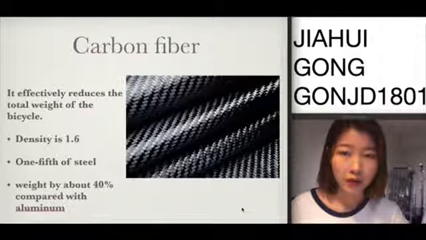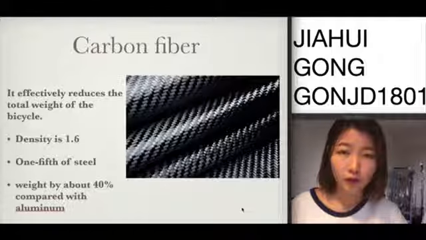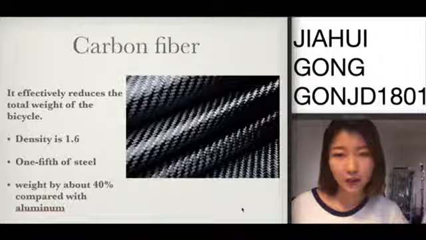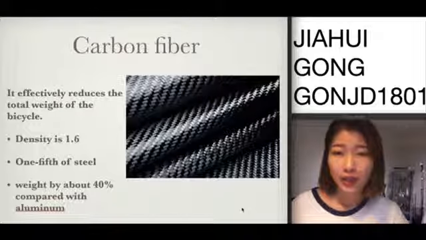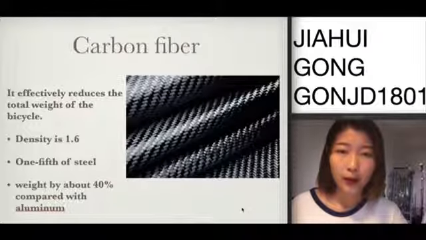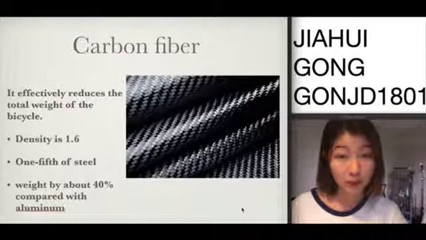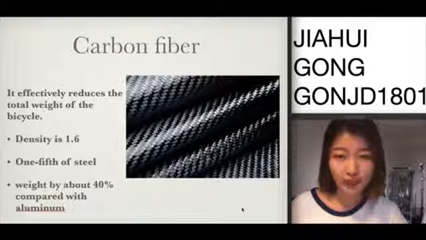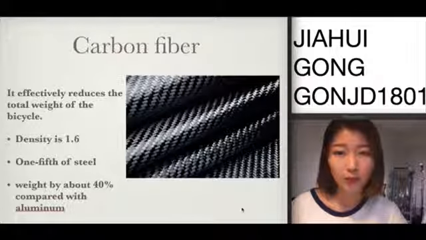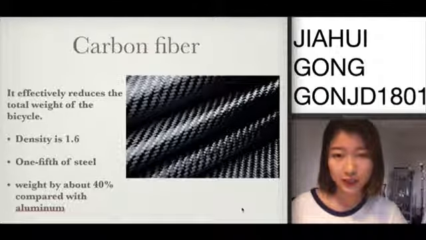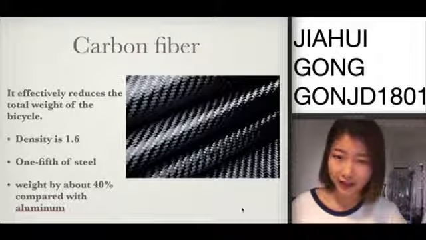The carbon fiber has a density of only 1.6, which can reduce weight by about 40% compared with aluminum. A carbon fiber composite bicycle frame is a quarter lighter than an aluminum alloy frame. Being lightweight can reduce physical energy loss and increase riding speed.